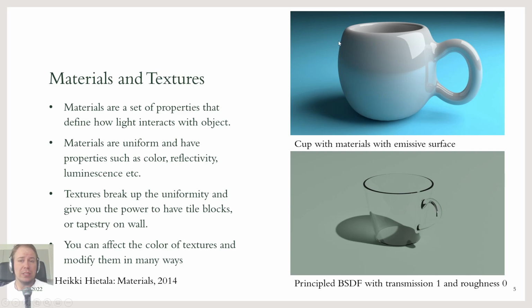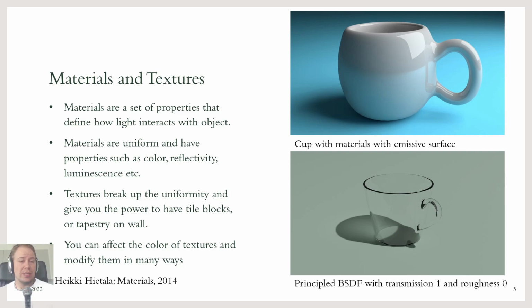So here you can see some emissive surface on the cup material. Materials are a set of properties that define how light interacts with the object. Materials are uniform and have properties such as color, reflectivity, luminescence, and so on. So we're gonna touch that topic later.